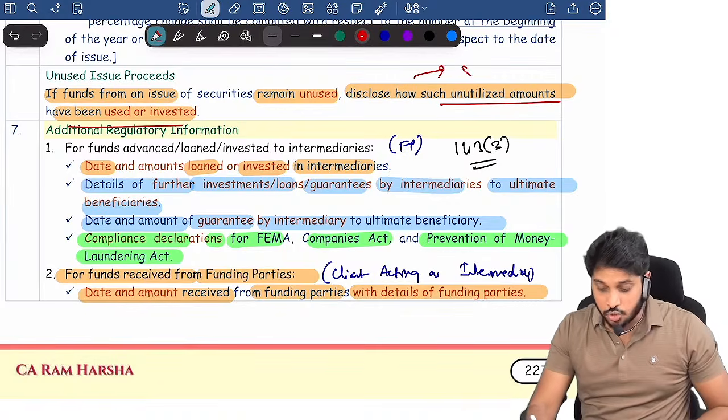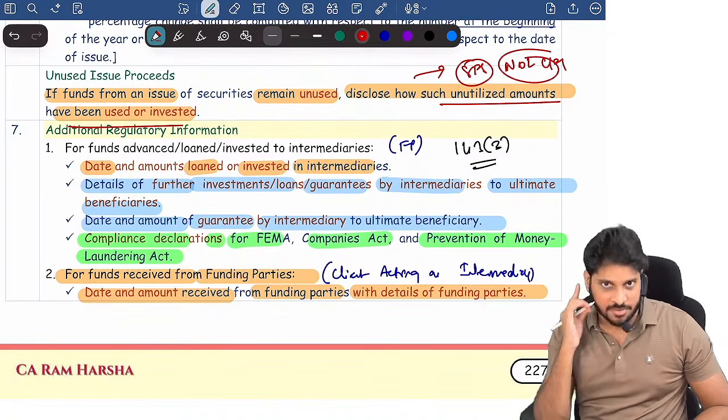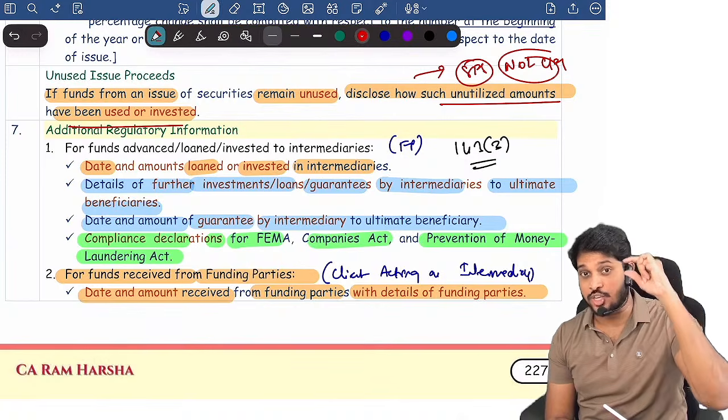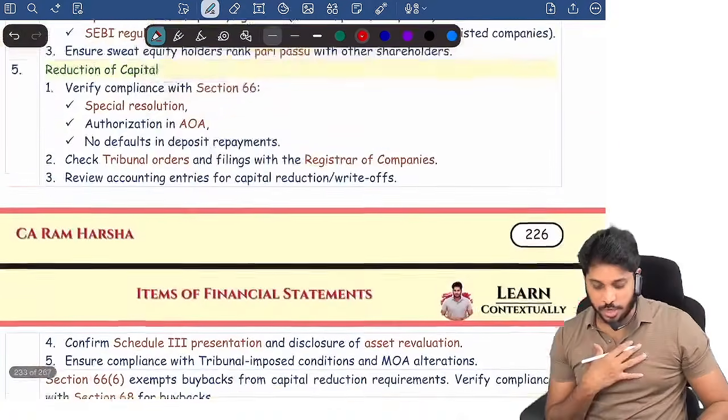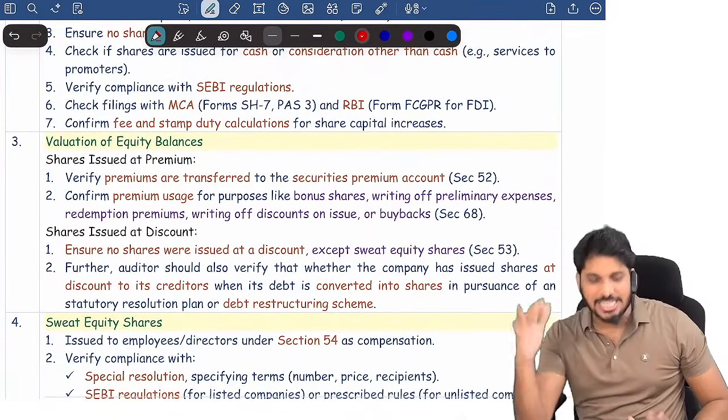Remember, this disclosure will come only in standalone financial statements. It will not come in consolidated financial statements, guys. This is the most important disclosure, the most important discussion in share capital. In share capital, if you ask me what is important, disclosure is very important. Rest all others you can easily manage, guys.